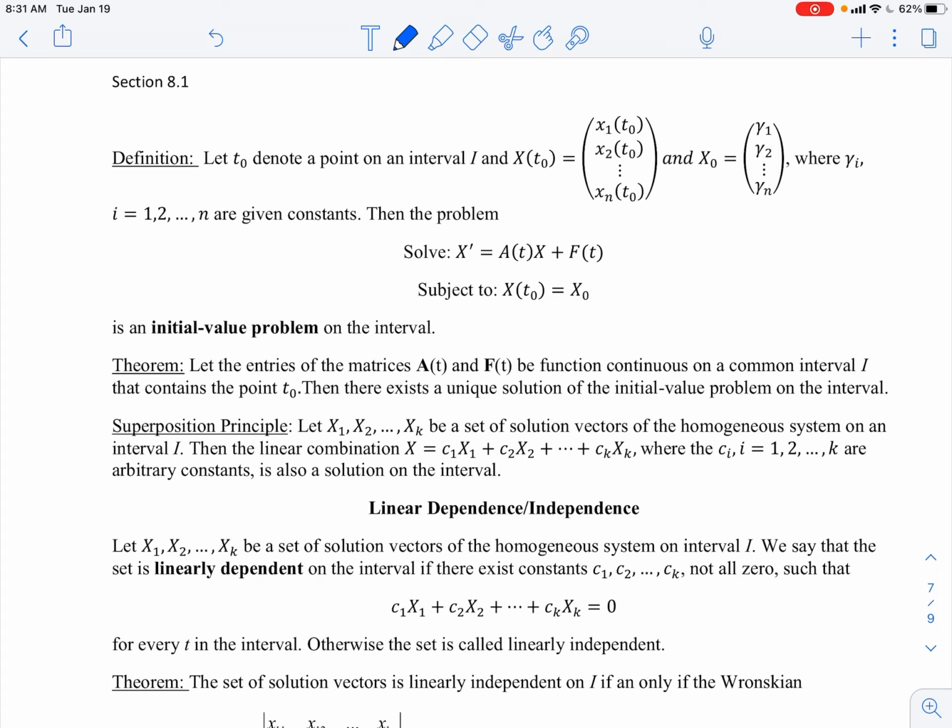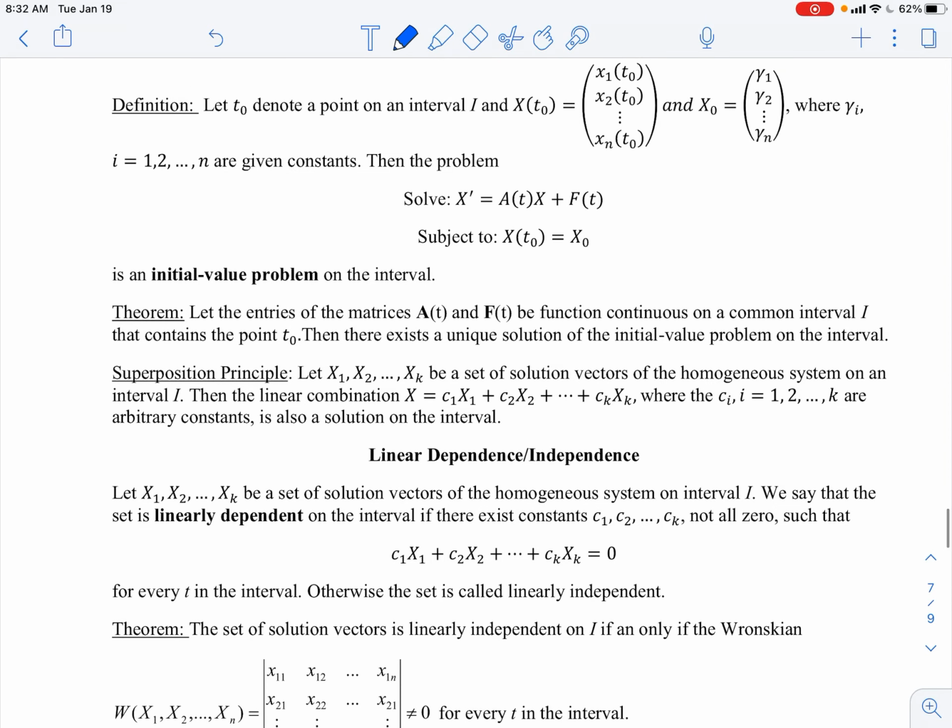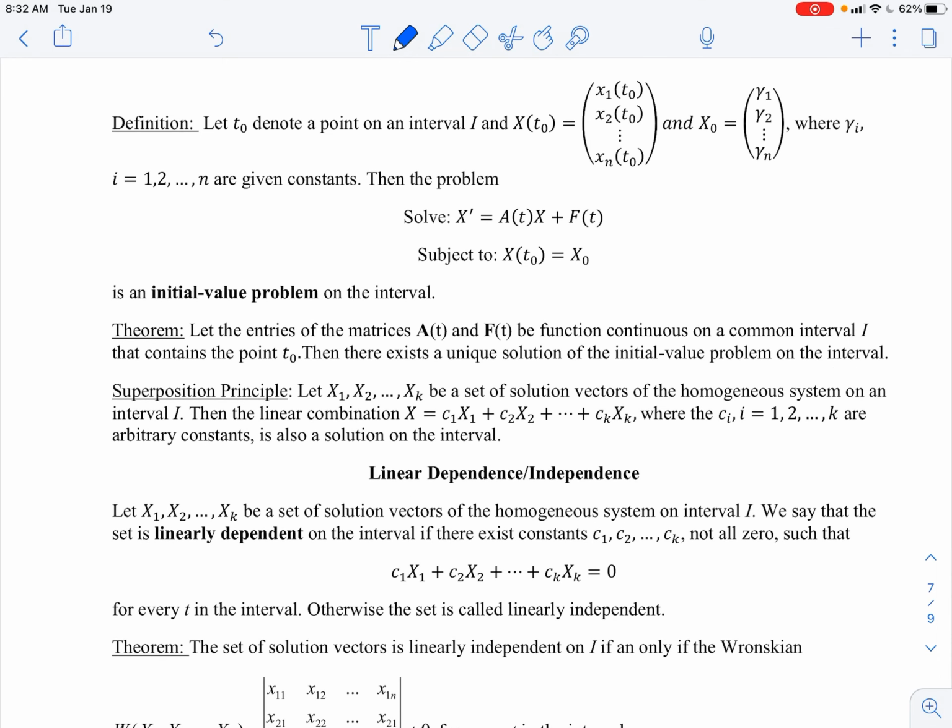Alright, so we're going to let t sub 0 denote a point on the interval I, and x of t sub 0 equal x sub 0, which is pretty much our solution matrix. x sub 0 is equal to gamma 1, gamma 2, a matrix filled with gammas, where our gammas denote our given constants. Then we can write: solve x prime is equal to A of t times x plus f of t, subject to x of t sub 0 equal to x sub 0. If we ever have that, we're going to be given an initial value problem on the interval.